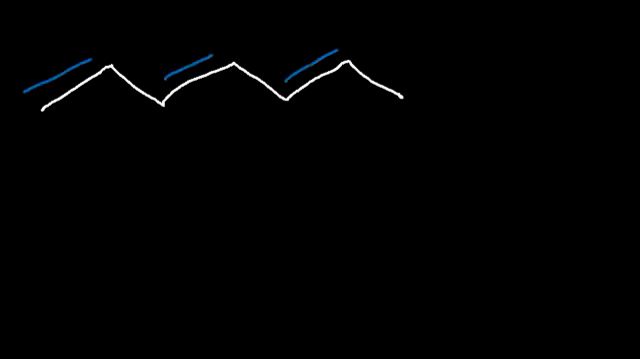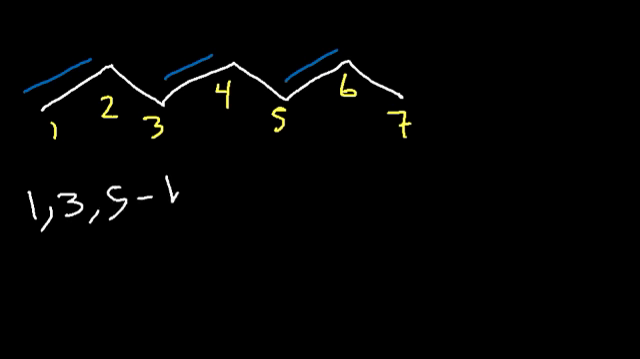Now what if there's 3 double bonds? So we have a double bond on 1, another one on 3, and another one on 5. So this is going to be called 1, 3, 5 heptatriene because there's 3 double bonds.